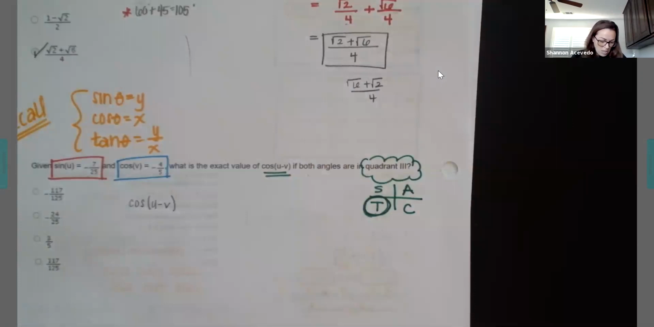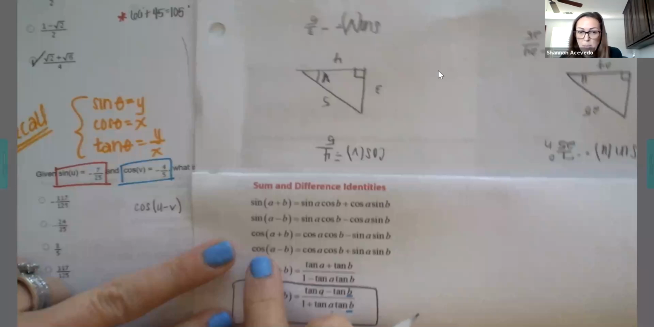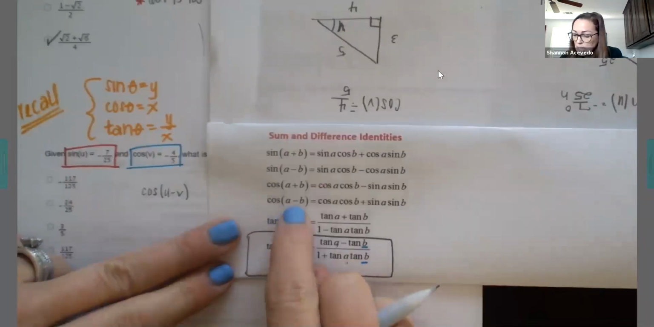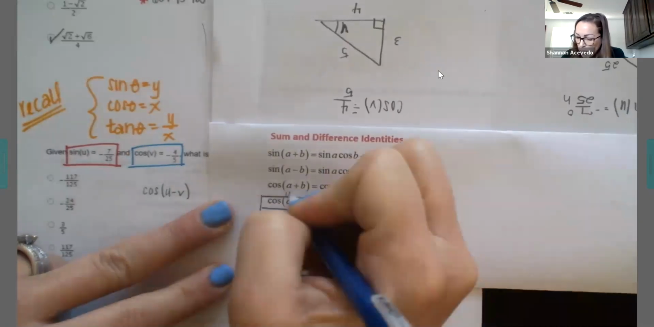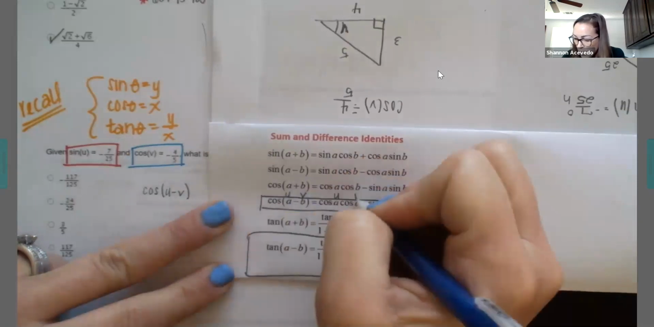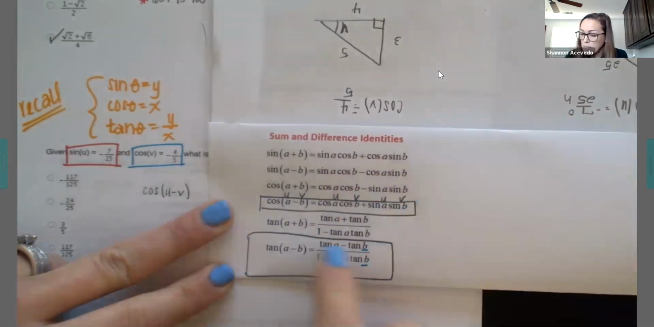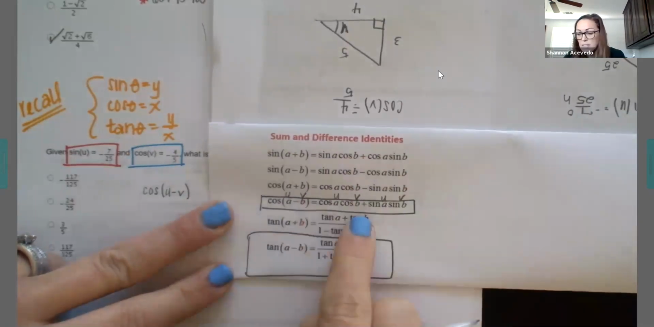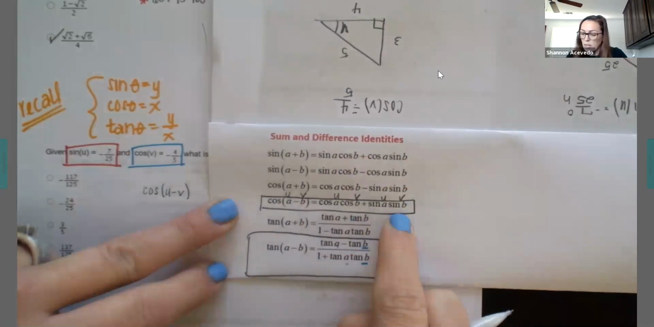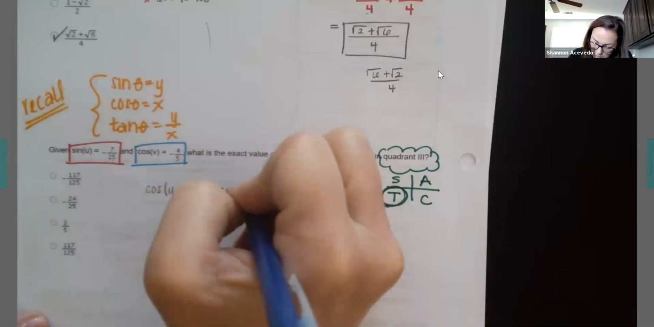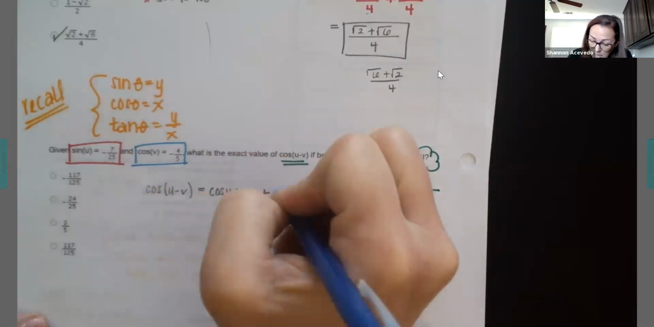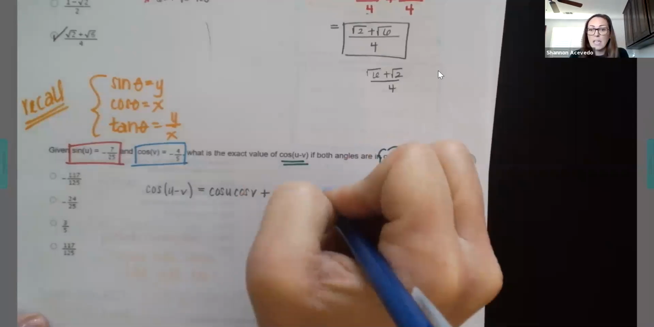if we're talking about cosine, then I go to my formulas and look for cosine, and I match it up in a minus b. So in this case, I'm using this equation. My a is just my u, my b is my v. It's going to be a totally different formula because this has cosine and cosine together plus sine and sine together. So it's going to be cosine of u, cosine of v, plus sine of u, sine of v.